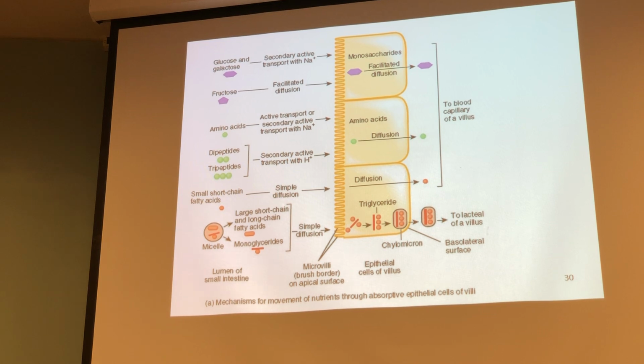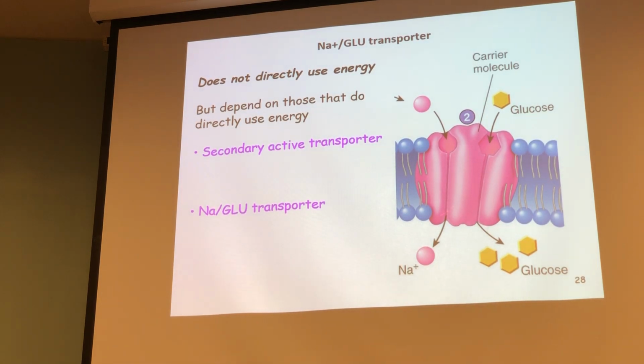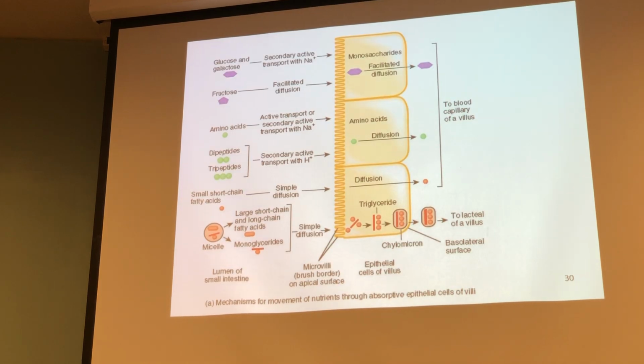But I realize if I look at this, there's simple diffusion, there's secondary active transport. I know what that is. That's this kind of an idea, right? Just maybe using different things, but the same basic idea. Facilitated diffusion, so it's a pretty common thing to use. Secondary active transport or facilitated diffusion. We're going to focus on this on Monday.